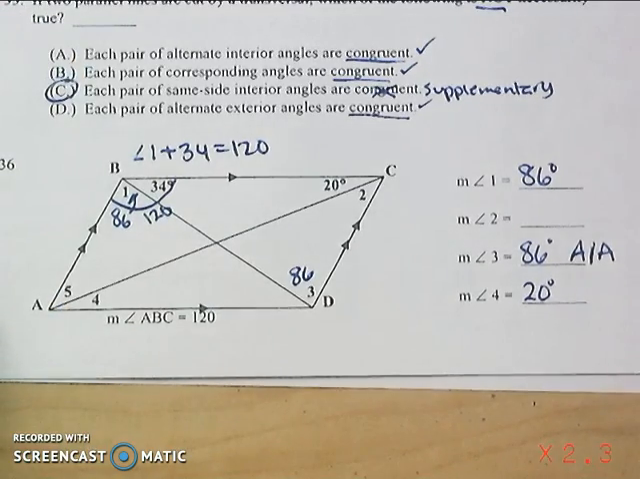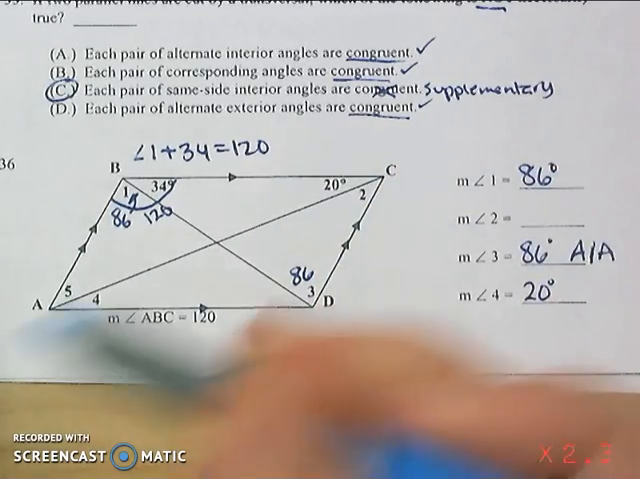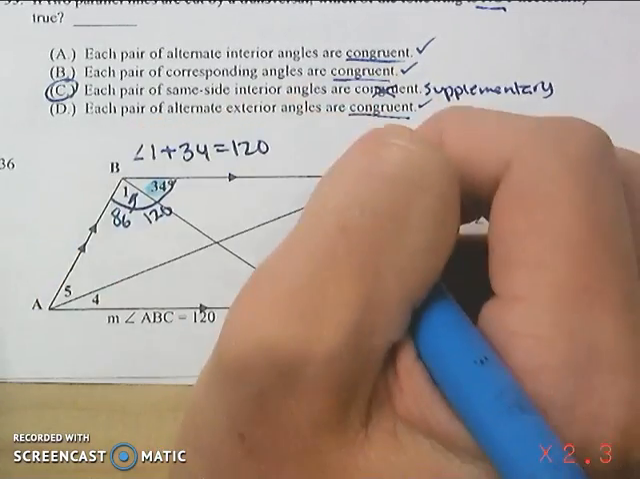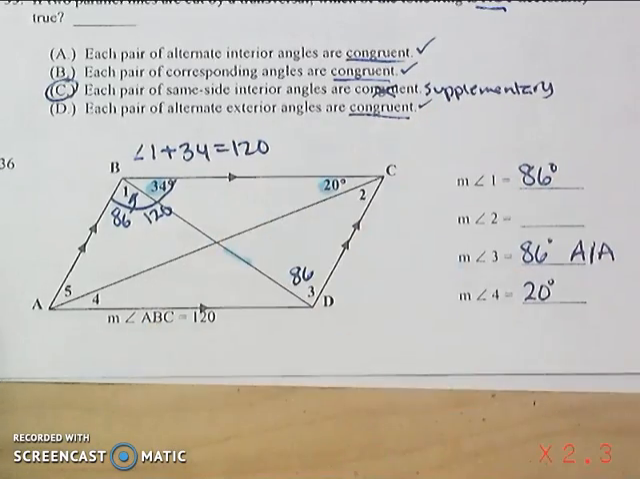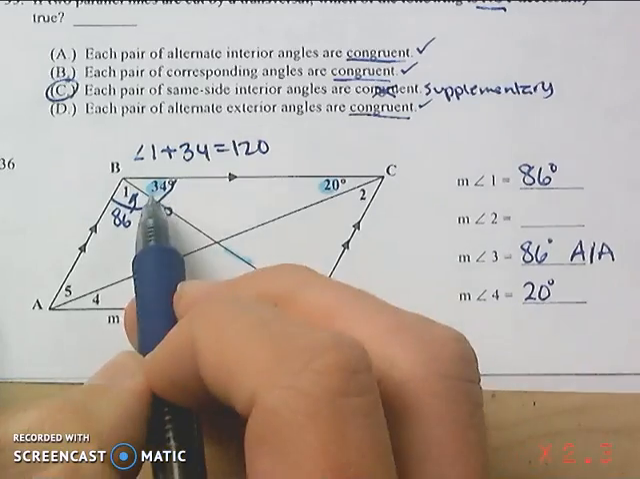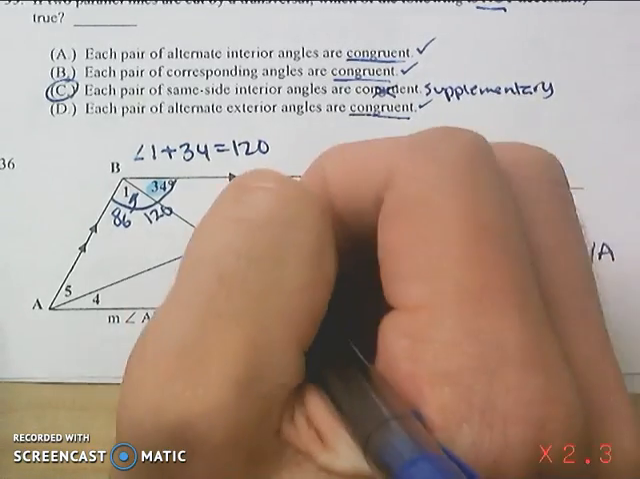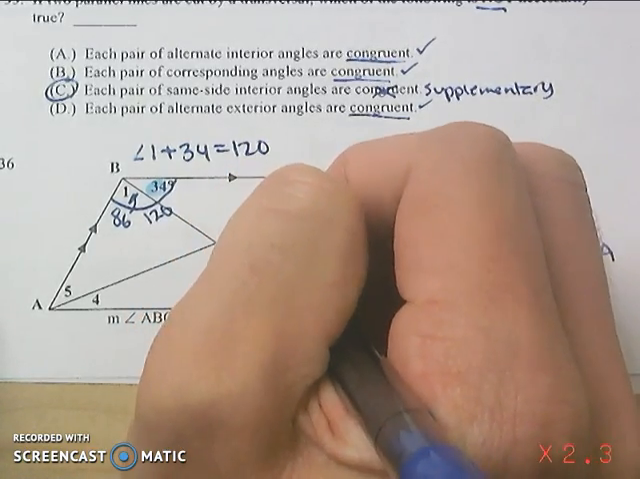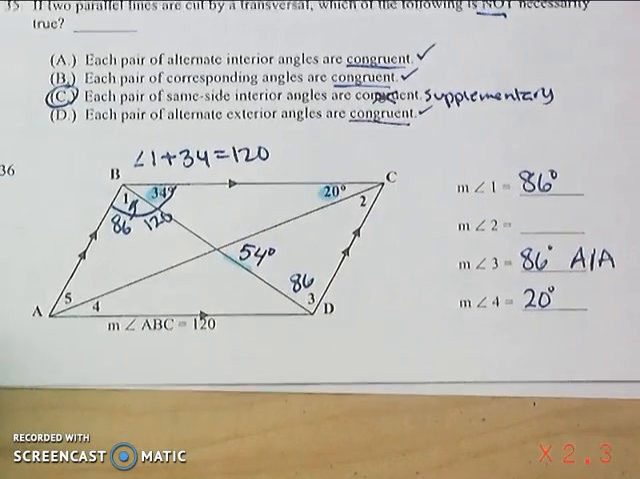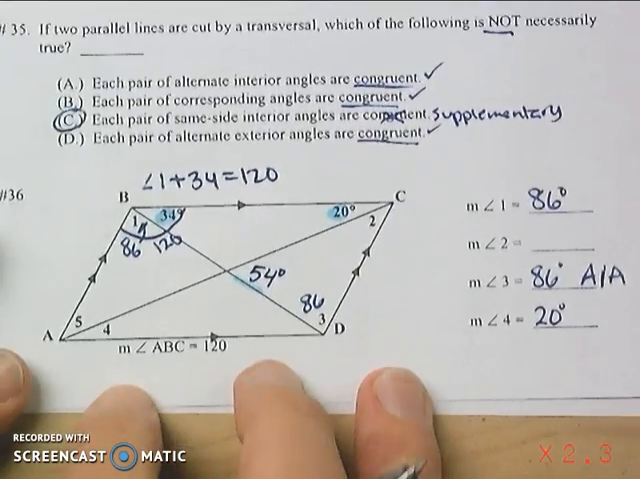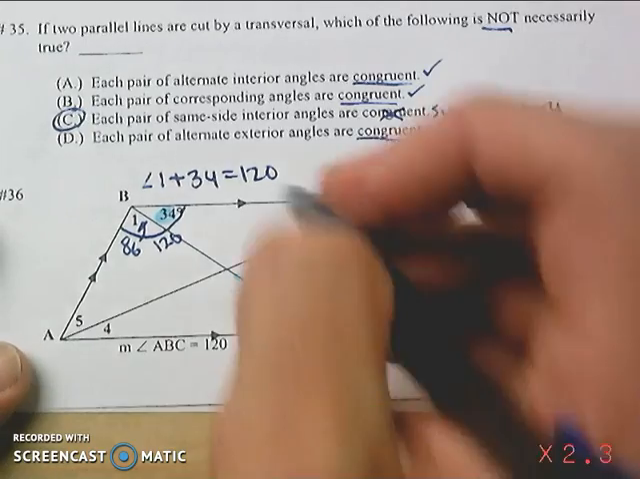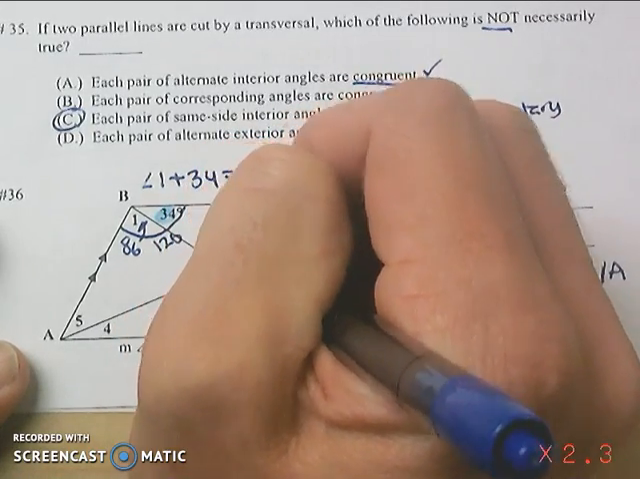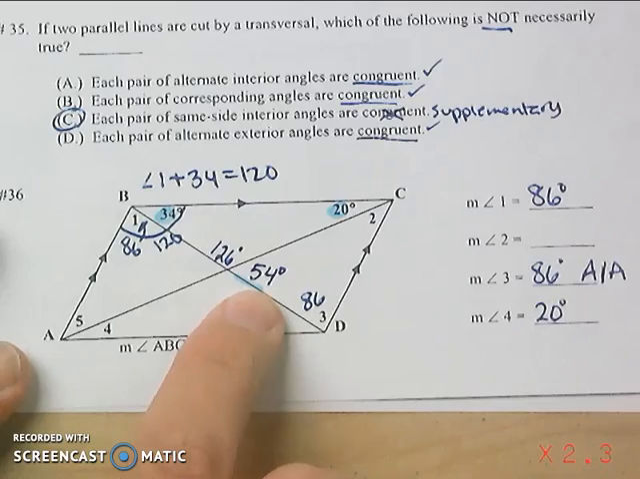Now if I could find this angle, I can find angle 2. And the way I can do that is, you see 34 and 20 should be equal to this angle right here, using the exterior angles. So if I add 34 plus 20, I should get 54. If you don't like that method, what you could do is add those two, which is 54, subtract from 180, and you get 126, and then use linear pair to find this.